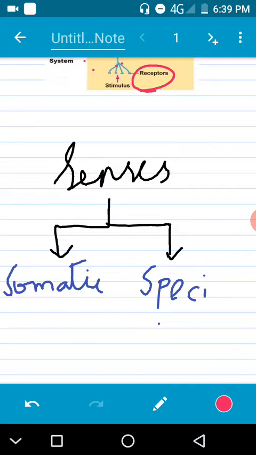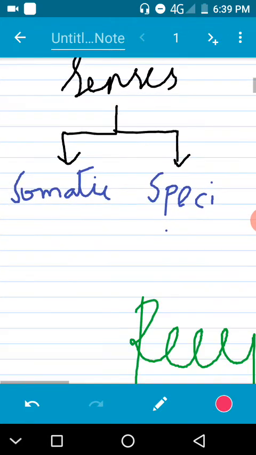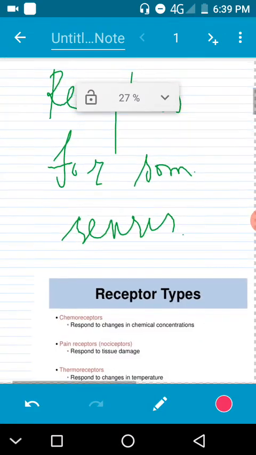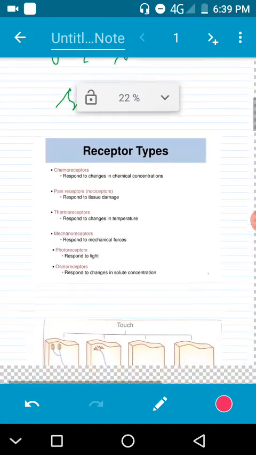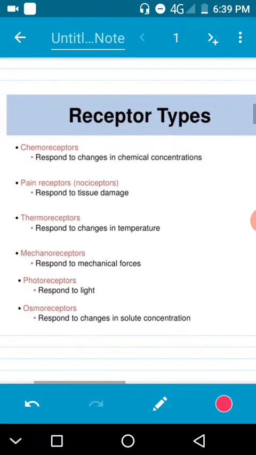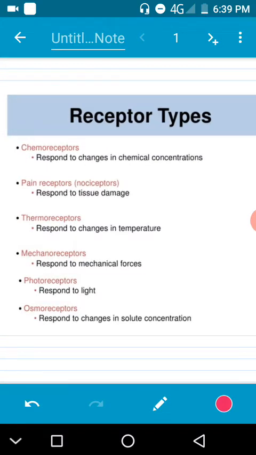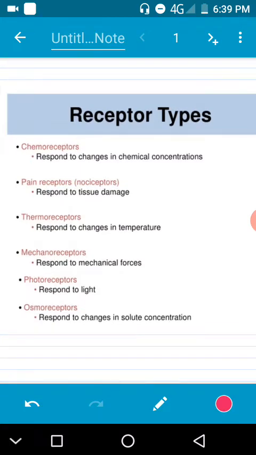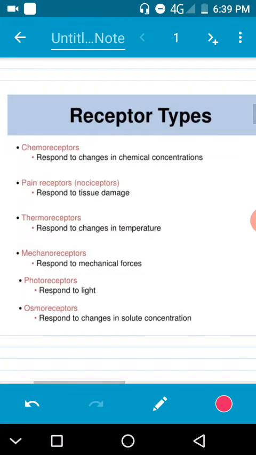And with that I think we can go on to the organization of the somatic sensory system, which starts with your receptors. Okay, what are the types of receptors? The receptor types given here I have described in reference to both the somatic sensory system as well as the special sensory system. For example, the chemoreceptors are concerned in both the somatic sensory system as well as the special sensory system.